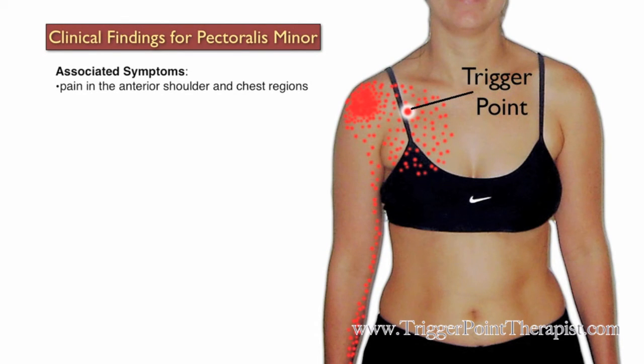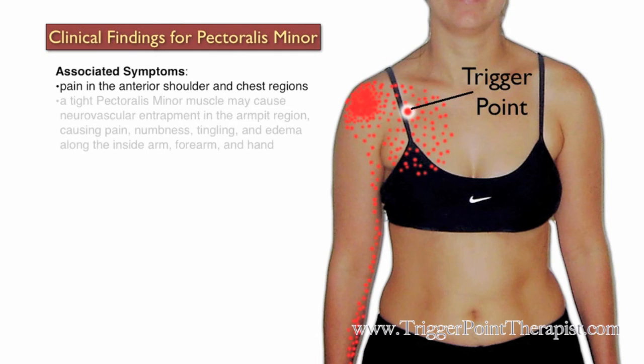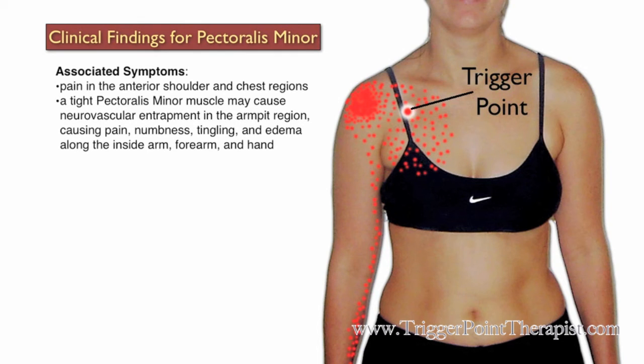Here are some associated symptoms for pectoralis minor trigger points. Your clients will complain of pain in the anterior shoulder and chest regions. A tight pec minor muscle can also cause neurovascular entrapment in the armpit region, and this can cause pain, numbness, tingling, and edema or swelling along the inside of the arm, forearm, and into the hand.